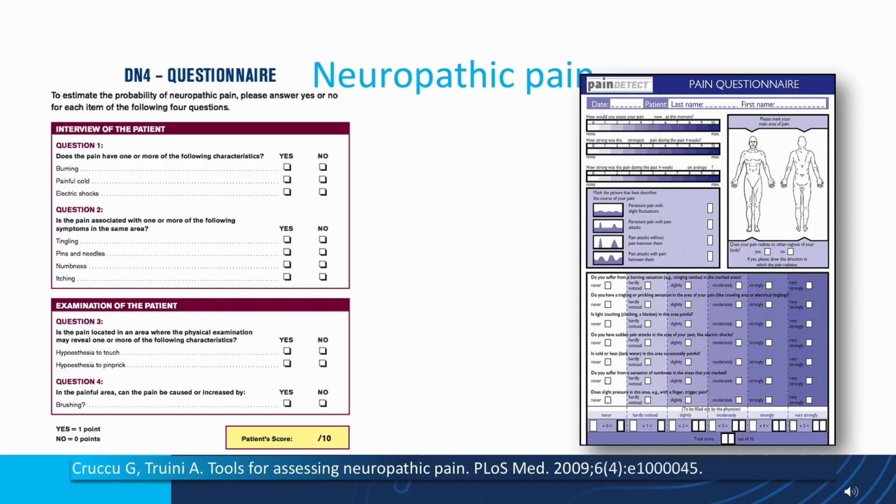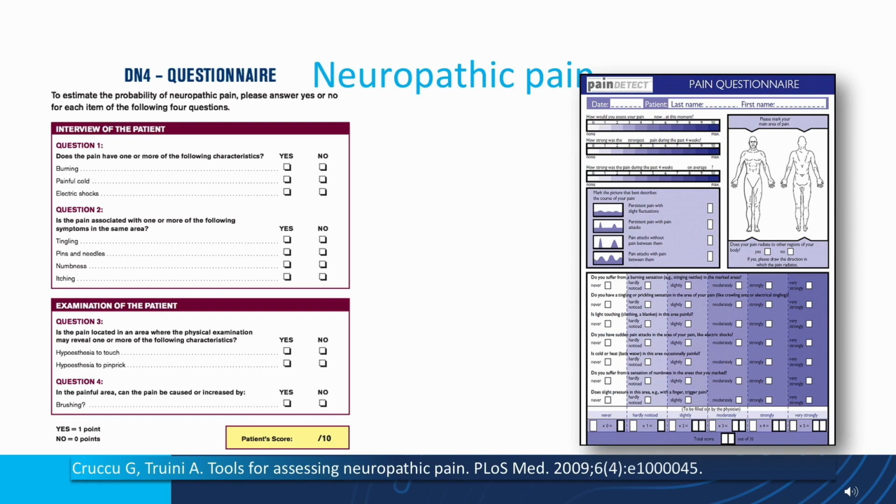So assessing, so validated tools. Remember the DN4, you can get this from the internet anywhere. It's a quick questionnaire screener which is validated for neuropathic pain. Couple of questions, quick examination. We should be examining patients with pain. Are there any burning pain, painful cold, electric shocks, tingling, pins and needles, numbness, itching? It's just yes or no.